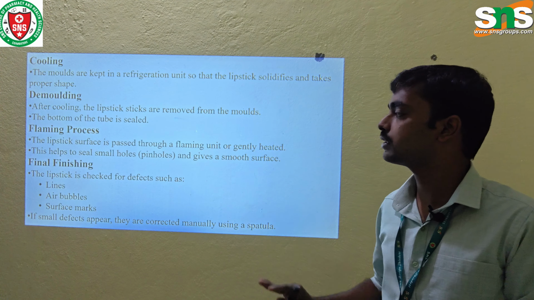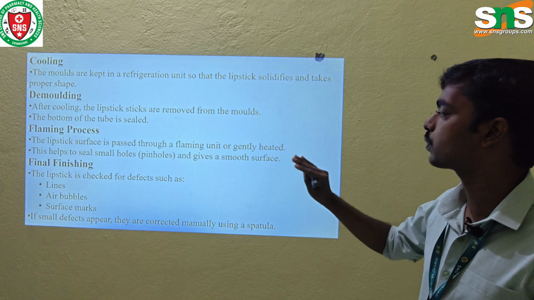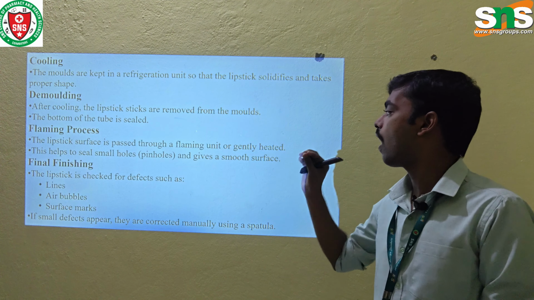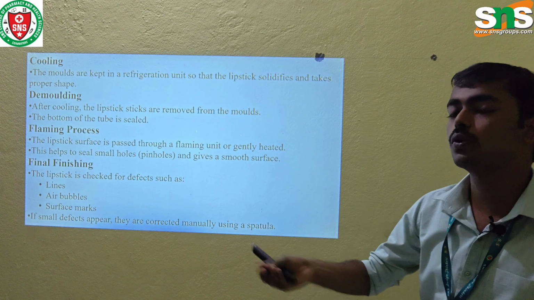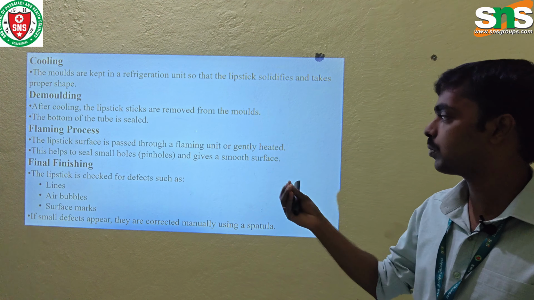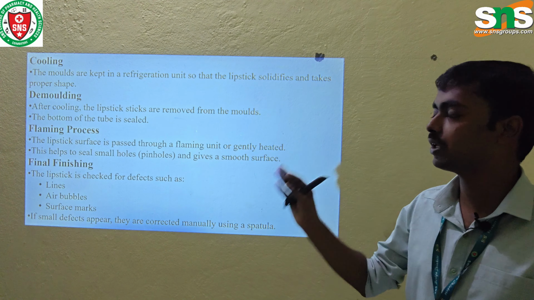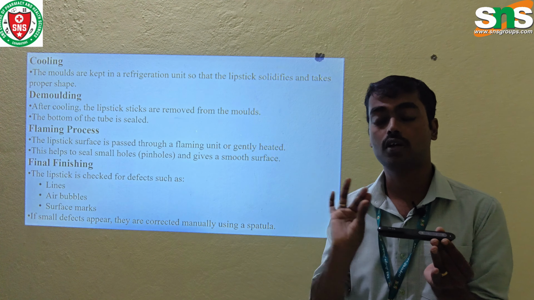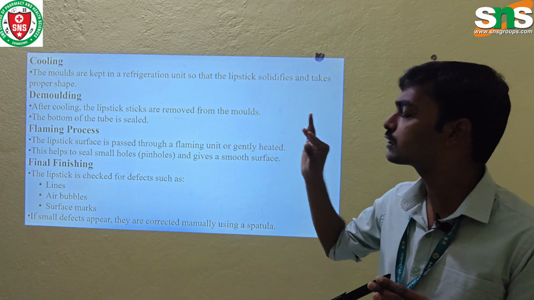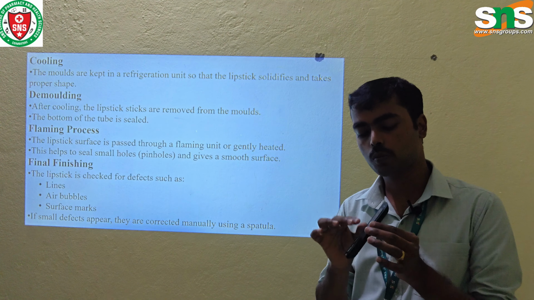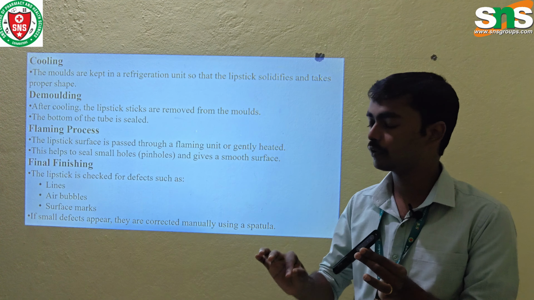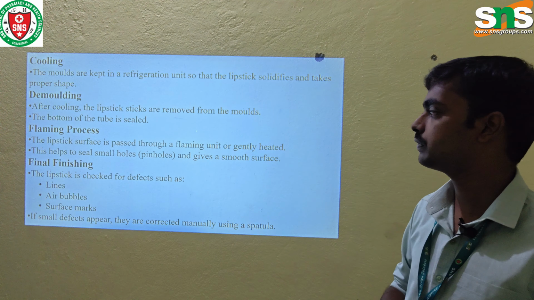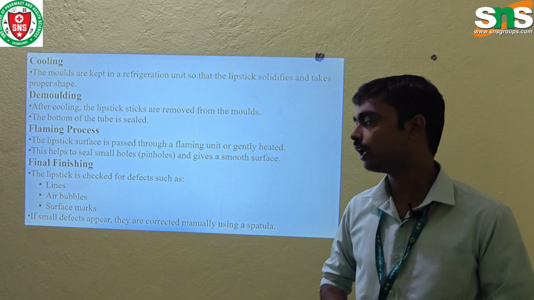And next is the flaming process. In the flaming process, the lipstick surface is gently passed through a flaming unit or gently heated. This helps to seal the small holes and gives a smooth surface, because if there are any small holes, applying the flame fills them. So the flaming process helps to achieve the proper shape of the lipstick.